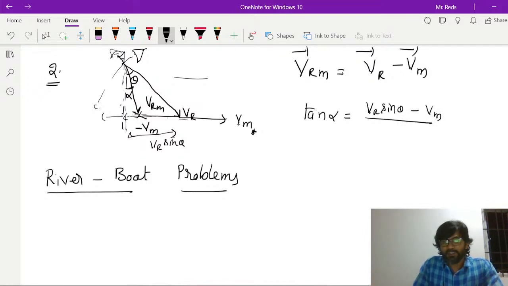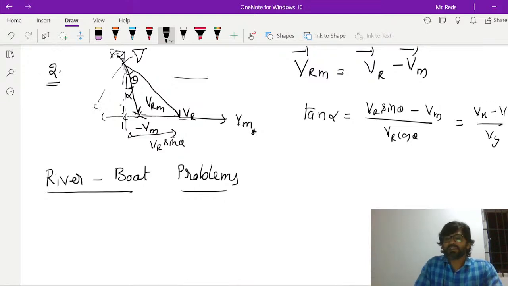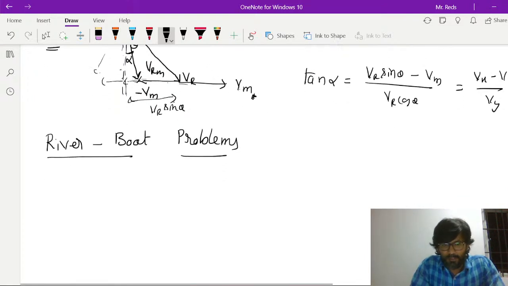divided by this will be, this is the opposite side, the adjacent side will be VR cos theta. If you take this as the x axis, horizontal, then this can be taken as the x component of ER. So Vx minus Vm by Vy. So in this way also we can find the direction of alpha, right?